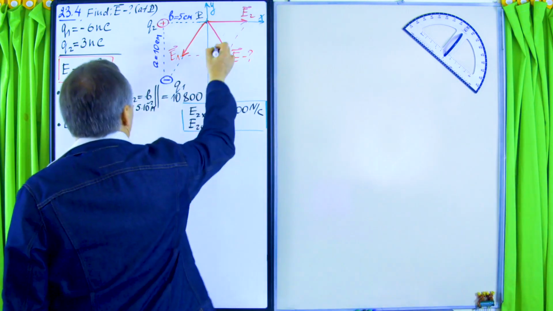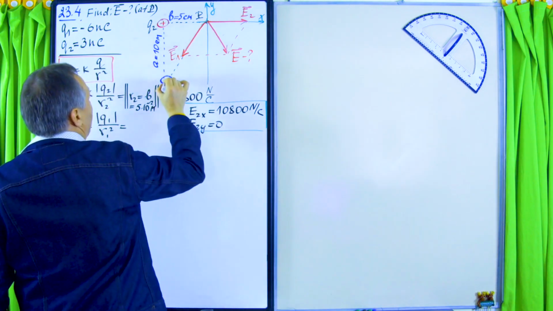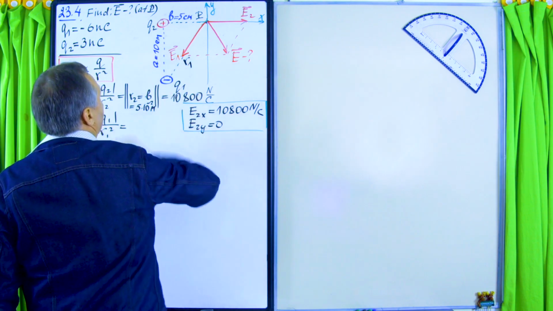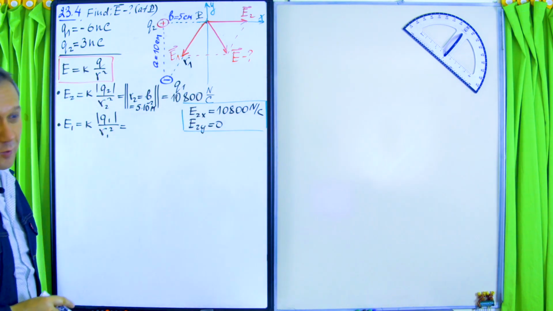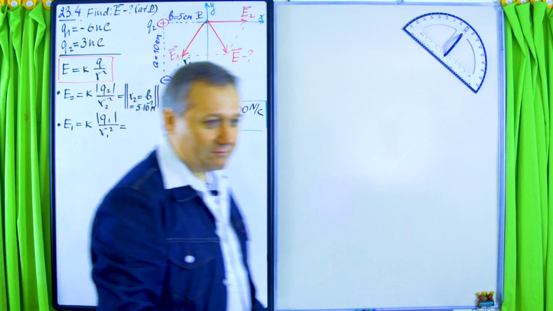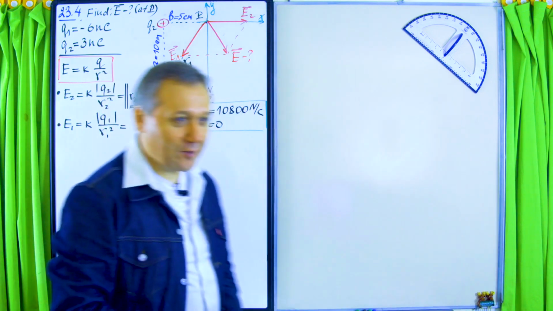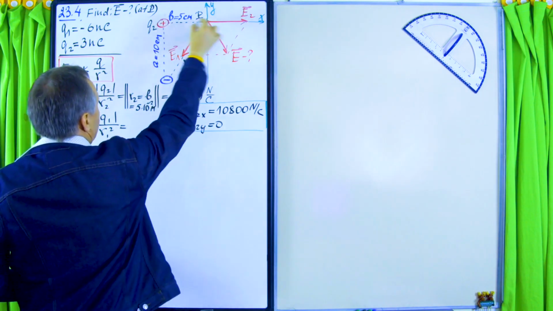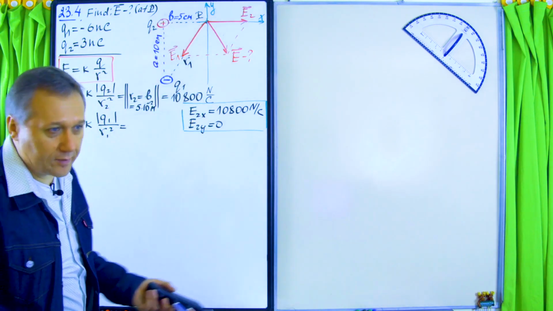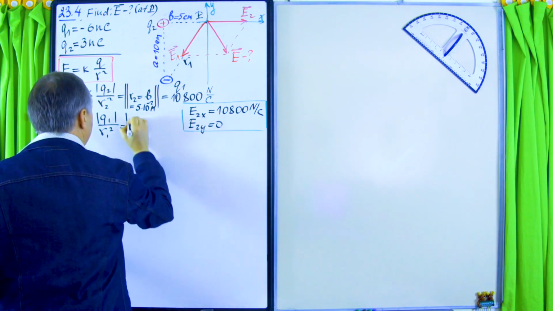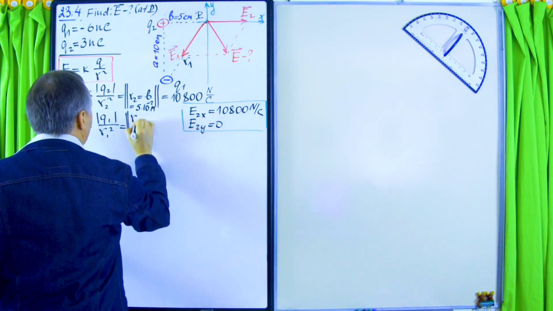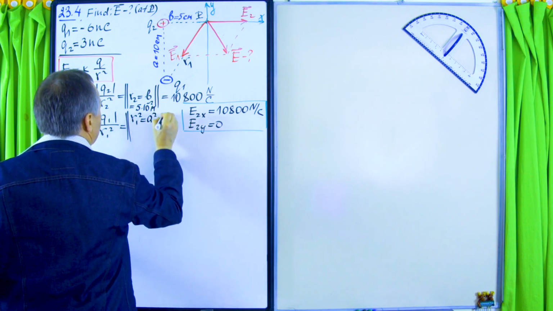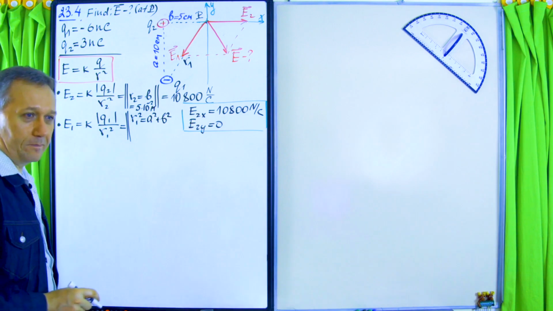R1 is this distance, right, from this negative charge to the point in question. So this is R1. Of course we need to apply some effort in order to find it, but it's a piece of cake. We know this is a right triangle, so the Pythagorean Theorem, right? Who doesn't know that? R1 squared equals a squared plus b squared.